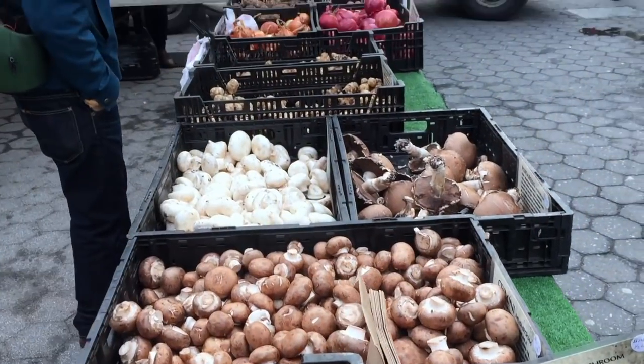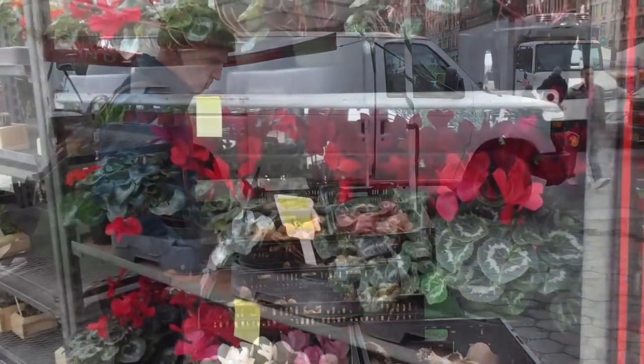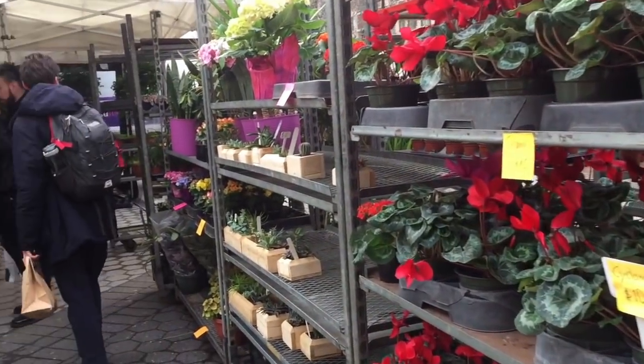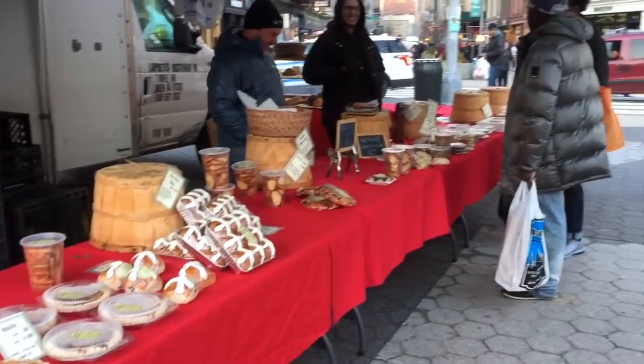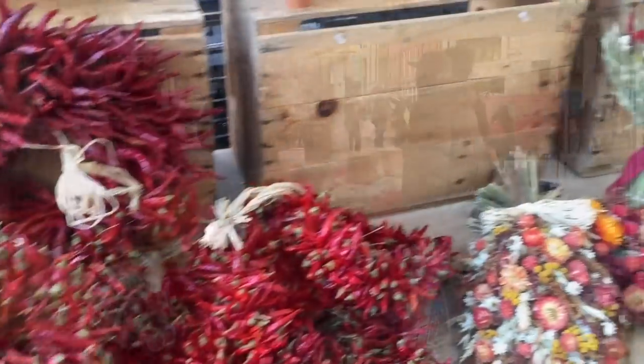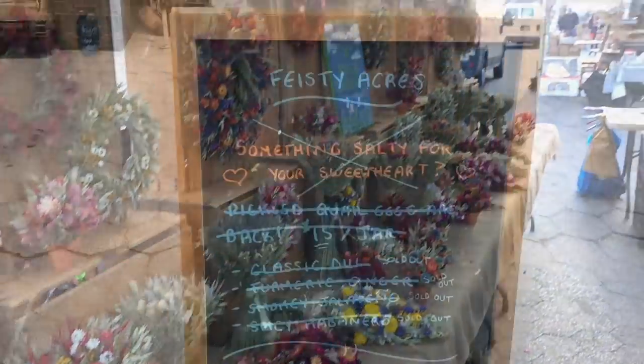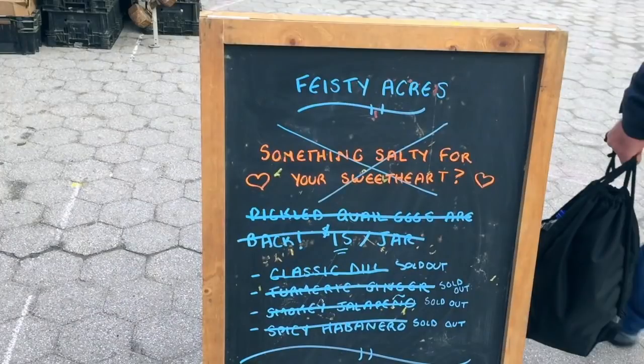It was Valentine's Day, and I went down to the Union Square Farmers Market to see if I could find some kind of present for my husband. I got there pretty late in the day, and I saw this sign where it looked like almost everything was sold out.